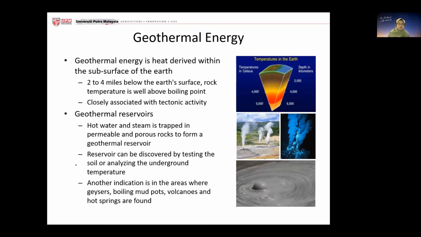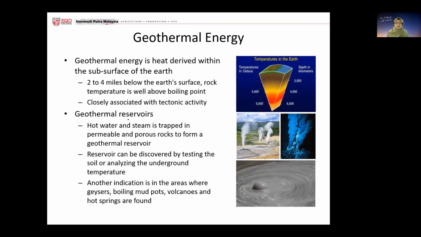So we move on to the fourth type of energy, which is geothermal energy. Geothermal energy is heat derived within the subsurface of the Earth. As we go down further to the core of the Earth, the temperature skyrockets. So 2 to 4 miles below the Earth's surface, rock temperature is well above boiling point.